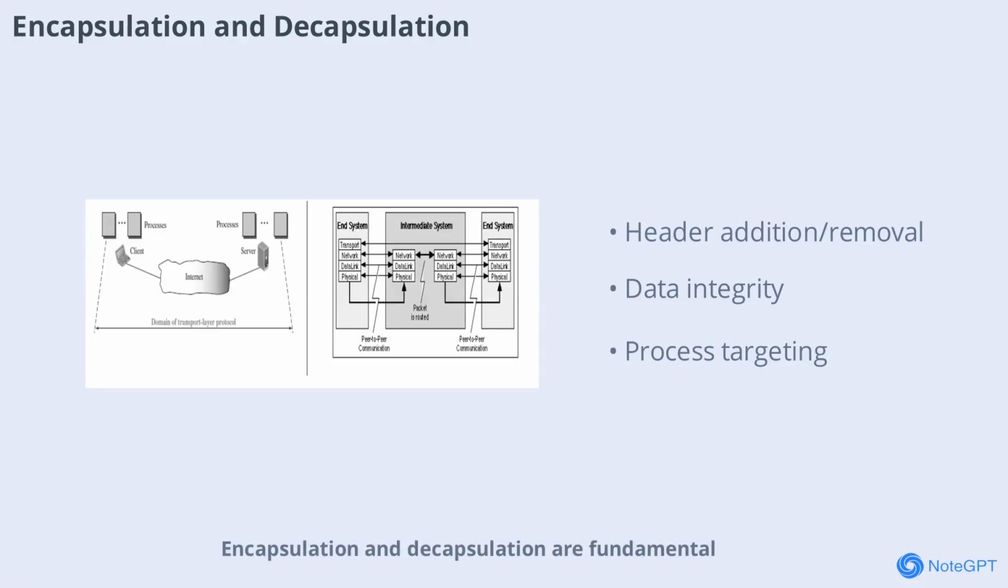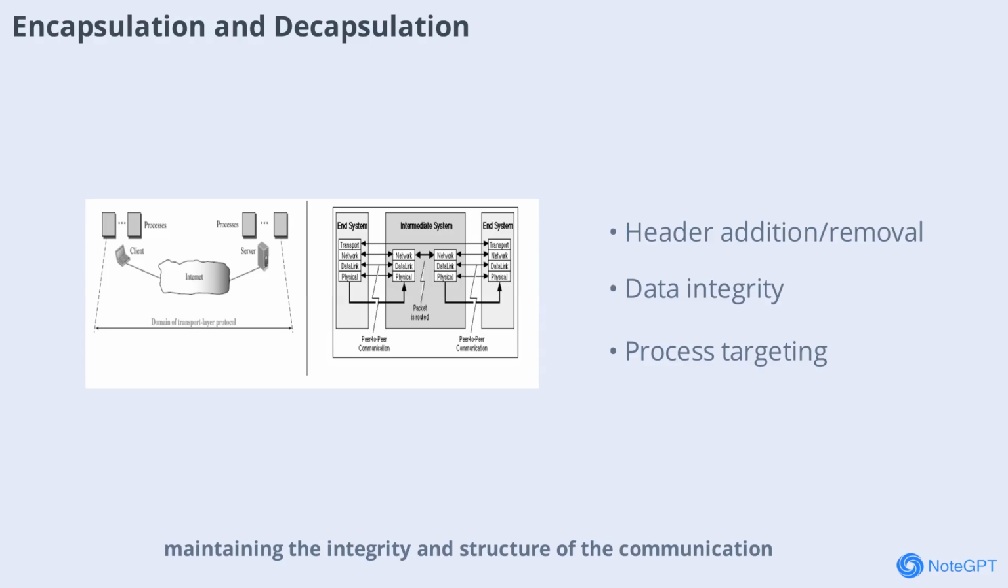Encapsulation and decapsulation are fundamental processes in the transport layer. When sending data, the transport layer encapsulates application data by adding a header containing essential information like port numbers. At the receiving end, the transport layer decapsulates the packet, removing the header and delivering the data to the correct application process. This ensures that data is properly packaged for transmission and correctly interpreted upon arrival, maintaining the integrity and structure of the communication.